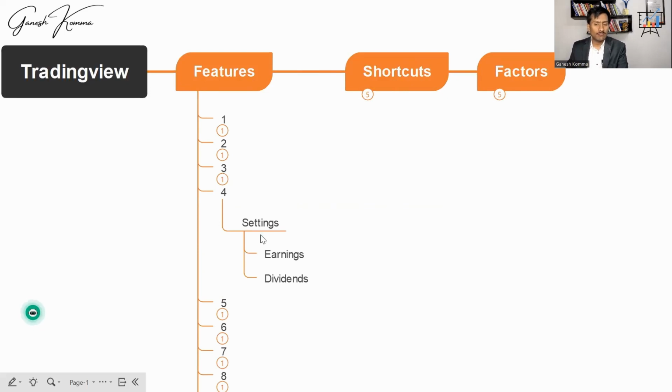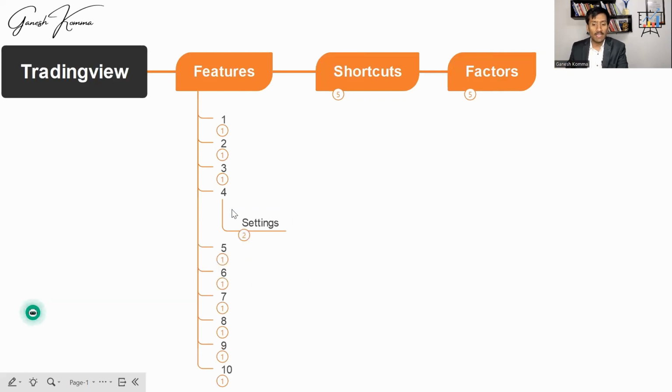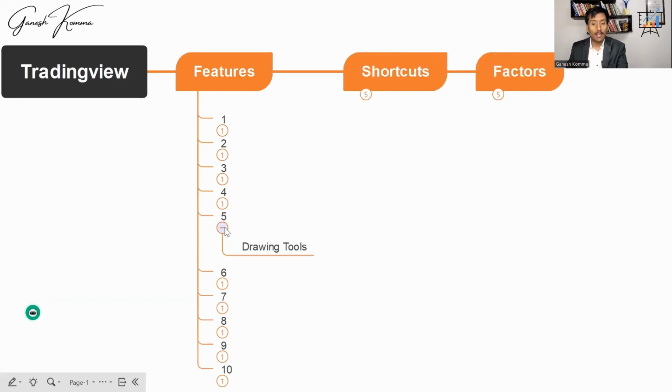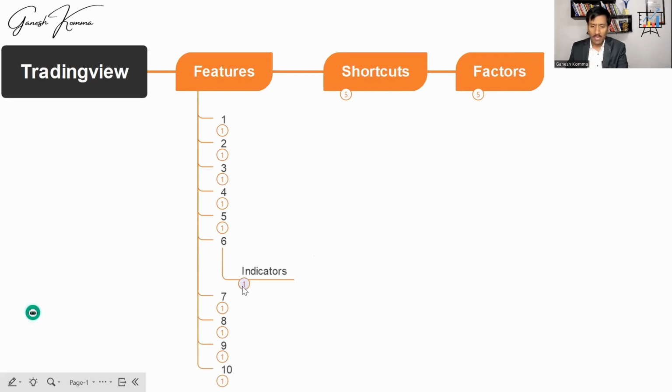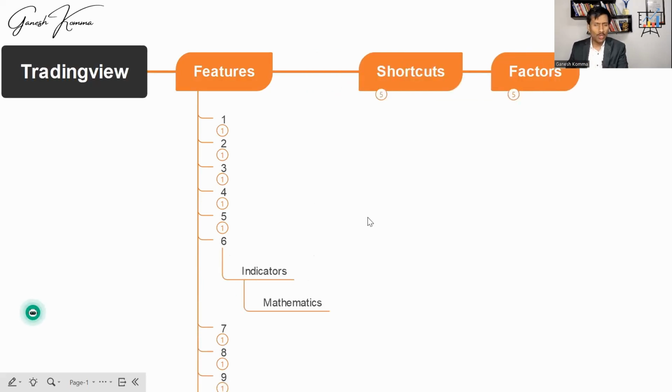And also settings we have discussed on the earnings and the dividends. If you want to observe a company, you can set it in your TradingView tool, right? And your drawing tools, make use of the drawing tools. And indicators, you can select indicators. Even volume is also an indicator, right?